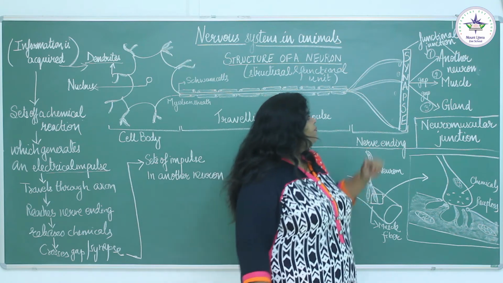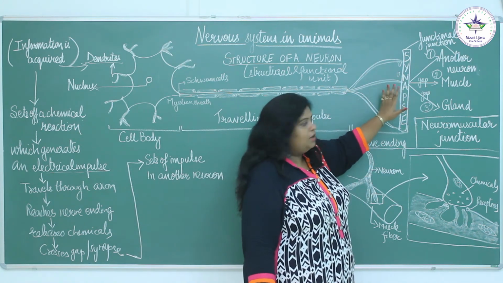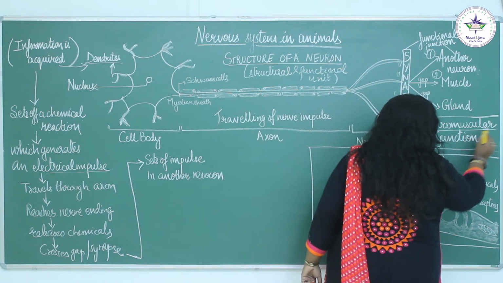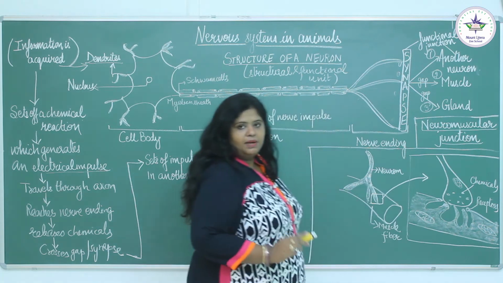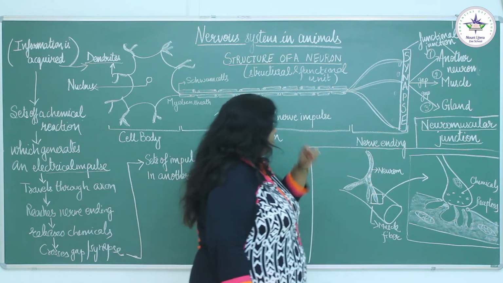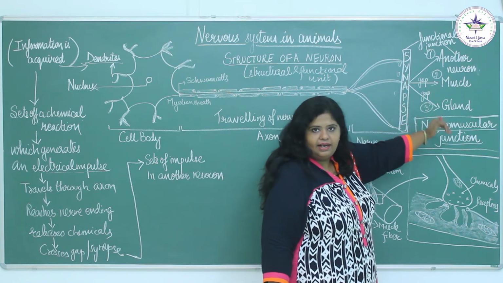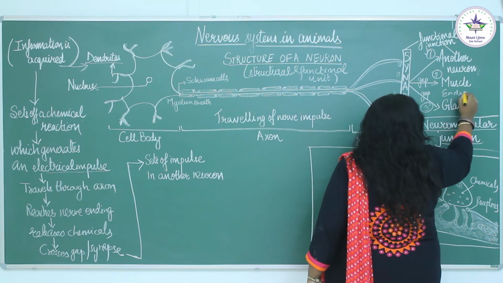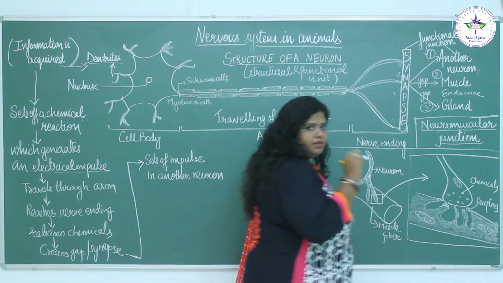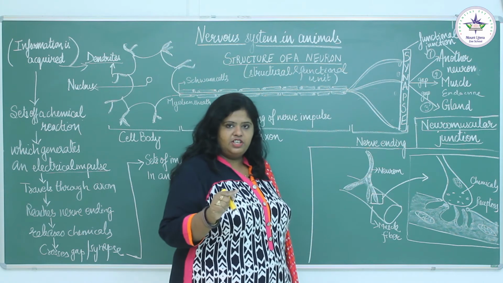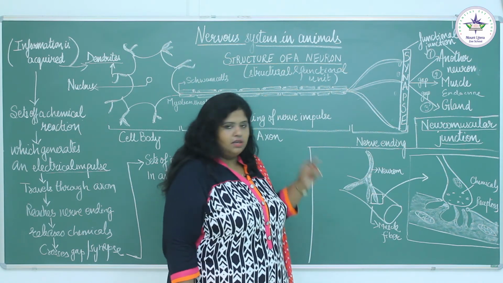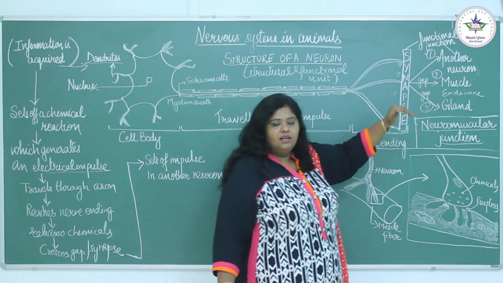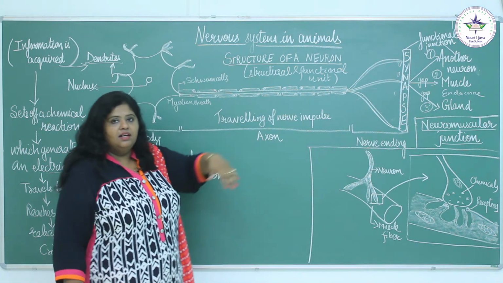In the same way, this nerve ending can end on a muscle. Such an ending is known as the neuromuscular junction. At the same time, it can also end on a gland. When I say gland, like in the first part we studied the endocrine glands. So when it reaches the endocrine gland, it sends a message: now is the time to work, go and work and release the hormones. So these are the various endings of a nerve, or I say actually the neuron.